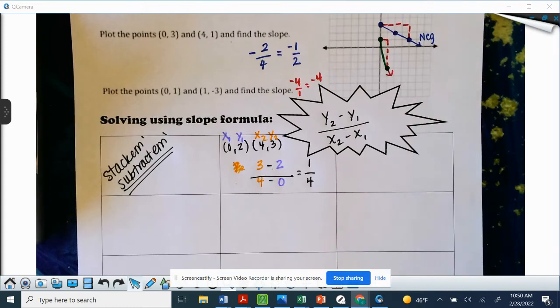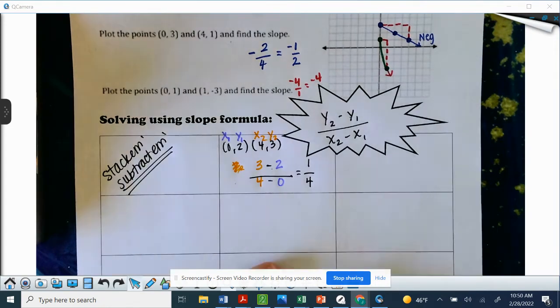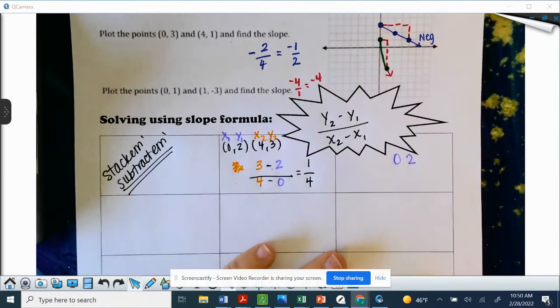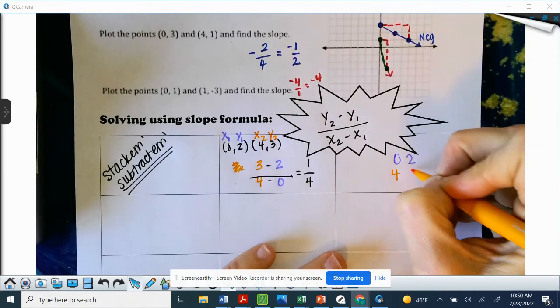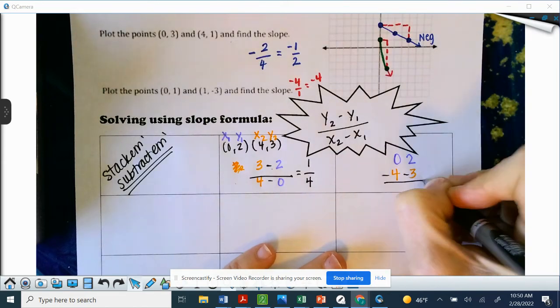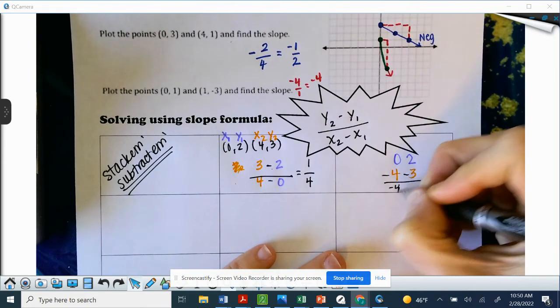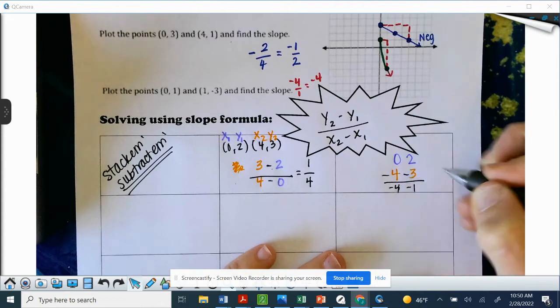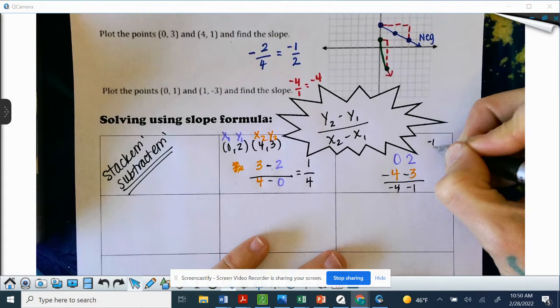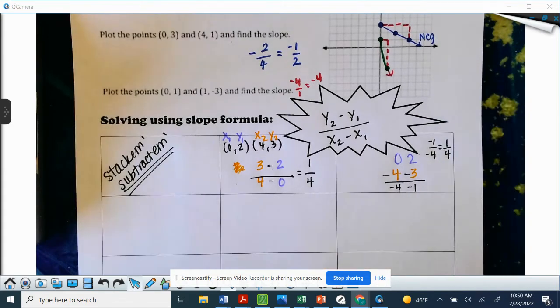Now, for stack them and subtract them, if I take my first coordinate, (0, 2), and then (4, 3), and you can space them out if you want, I know that I'm going to subtract and subtract. So 0 minus 4 is a -4. 2 minus 3 is a -1. We know that y always has to go on top, and y is the second number, so -1 over -4, which simplifies to a positive 1/4 again.